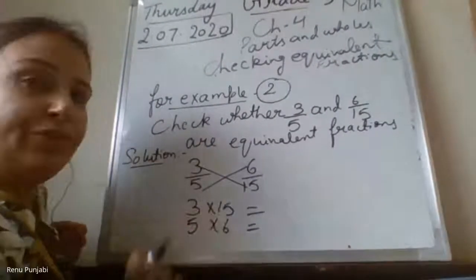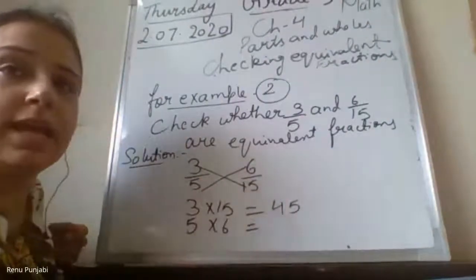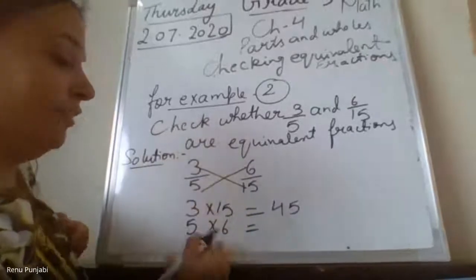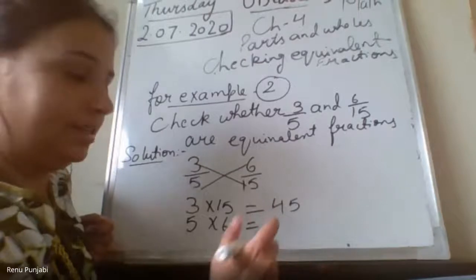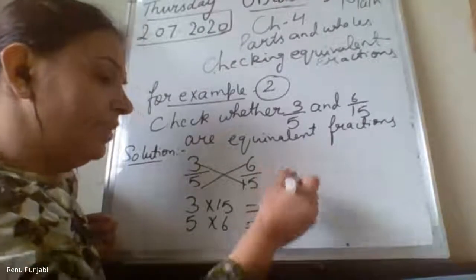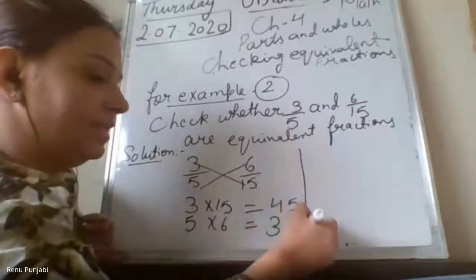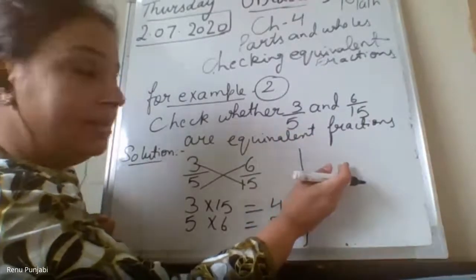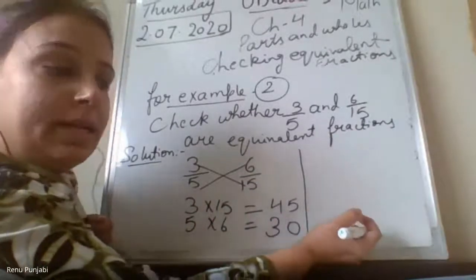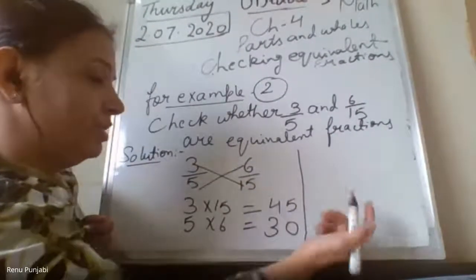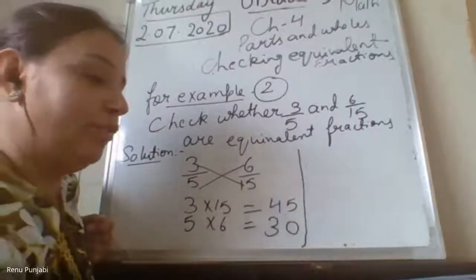So 3 into 15 is 45. Many of you have given me the answer. Excellent, children. 5 into 6 is 30. So here we can say that, now I'm writing the statement we have to write here. I'm writing, but you have to write it down too. I don't have space, so I'll write here. Now what we have to say? We have to say that this fraction is not equal to this fraction.